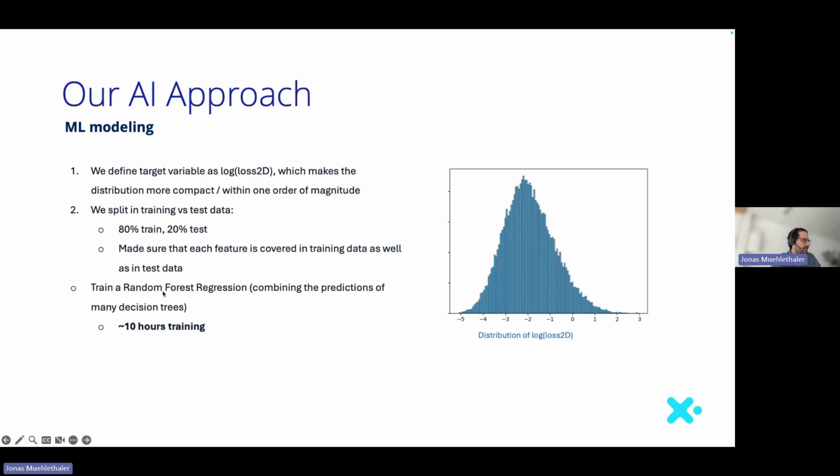And we trained then a random forest regression algorithm. Training time was around 10 hours for this case. Random forest regression is a decision tree based algorithm, which is particularly good for tabular data as we have in our case.